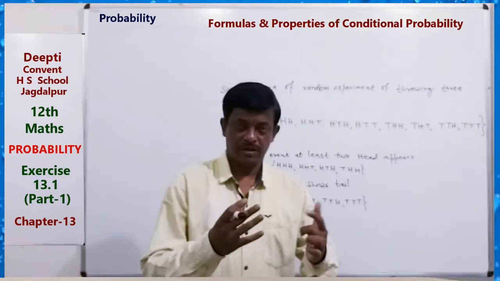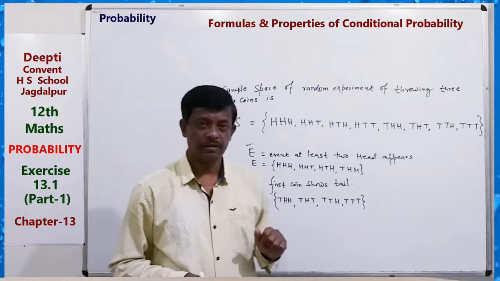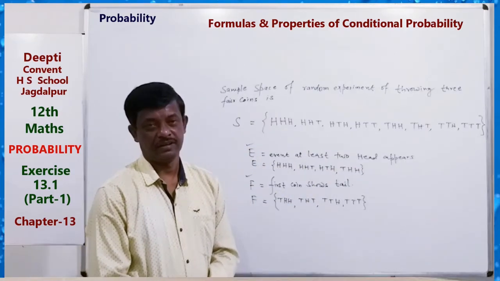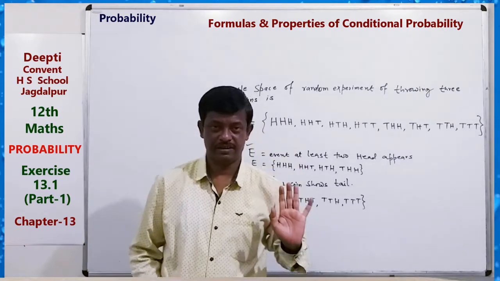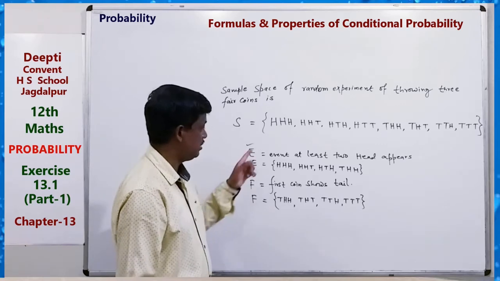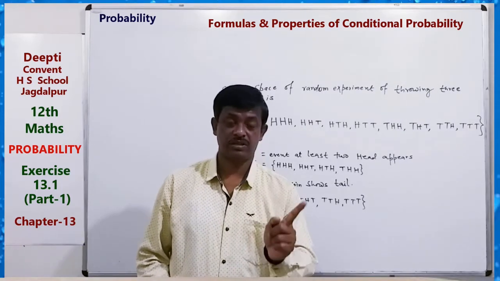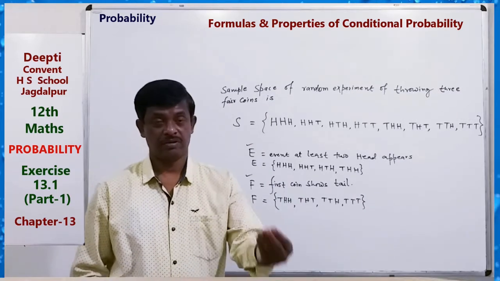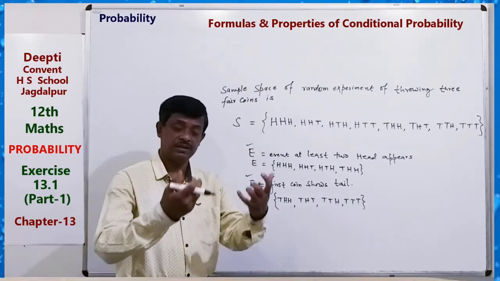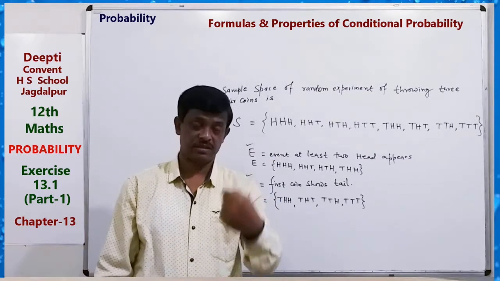Suppose now we have to find the probability of the event of getting at least two heads, whenever it is given that the first coin shows a tail. Before finding the probability, we know that at the time of throwing coins, in the first throw, tail has already come. That is, event F has already occurred. And then we have to find the probability of the event of getting at least two heads.